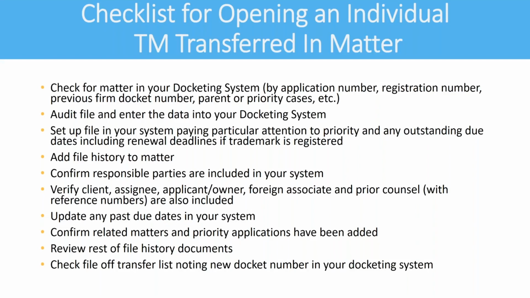Set up a file in your system, paying particular attention to priority and any outstanding due dates, including the renewal deadlines. If the trademark is registered, enter your correct application number, the filing date, the mark type, status, class codes, priority, that bibliographic data that we have talked about. Add the file history to your matter.